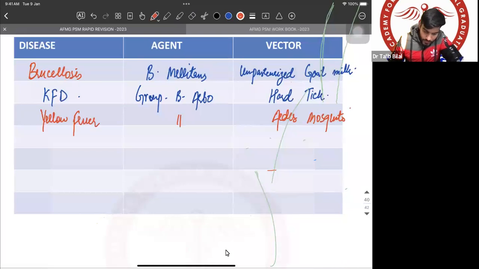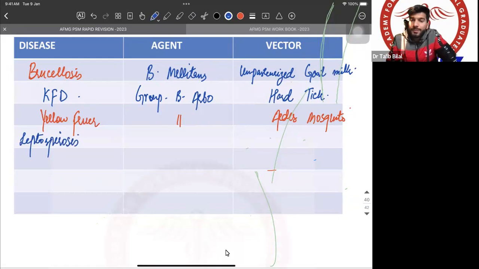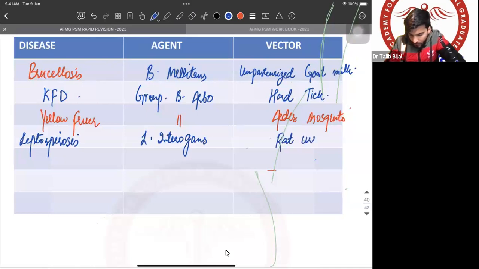If I talk about leptospirosis, that is due to what? Rat urine, right guys? Leptospirosis. What is an agent? L interrogans. And the vector is rat urine.